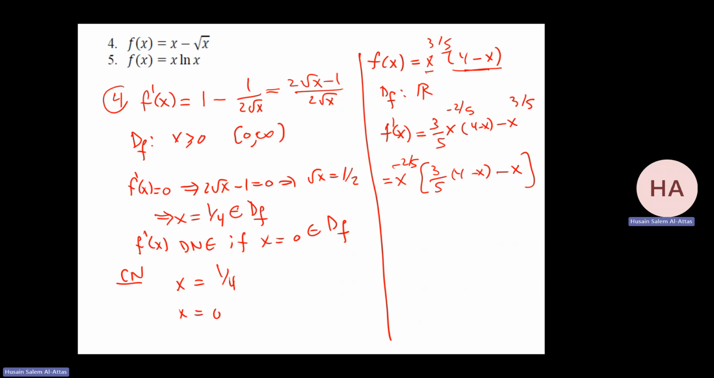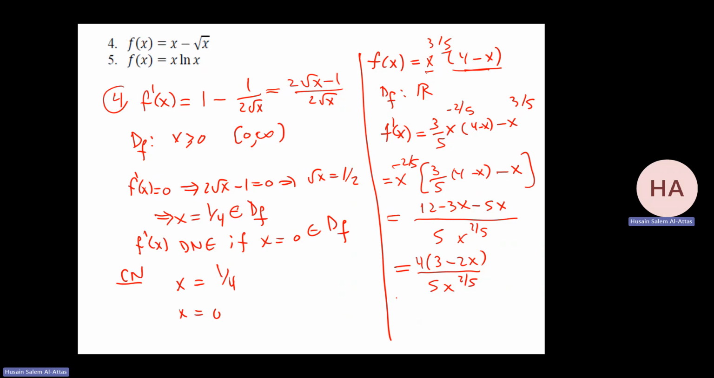Now, this one I can rewrite. I can have 5 here, so I have in the denominator 5 x to the power 2/5. In the numerator, I have 12 minus 3x minus 5x. In other words, 12 minus 8x. So let me take 4 as a common factor to make it easier. So I have 4 times 3 minus 2x, which is 12 minus 8x, over 5 x to the power 2/5.